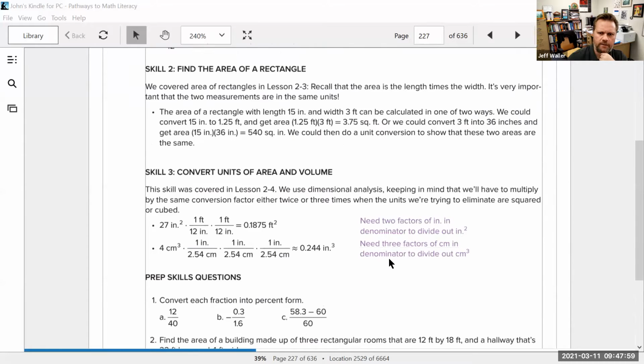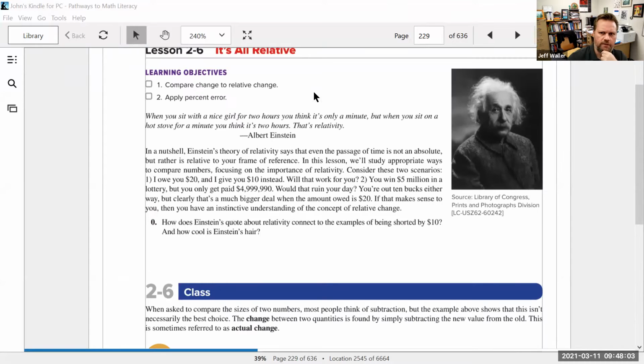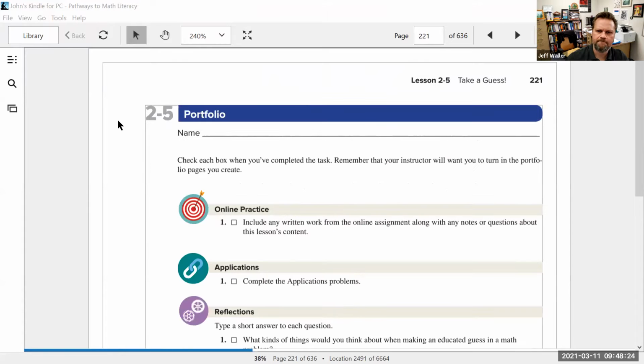Not too bad. And then just to look ahead a little bit, the next thing, good old Albert, is going to be related to discounts and markups, relative change. All right, I don't want to get too deep into that right now. Okay, I think that's pretty good. That's how far I wanted to get today.